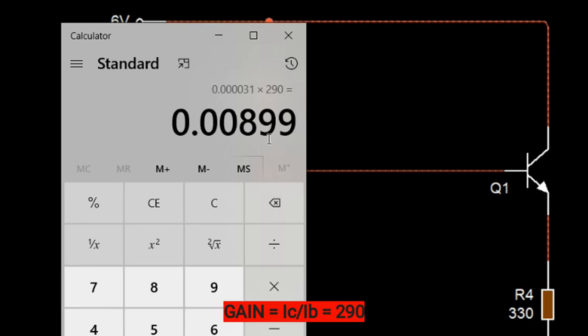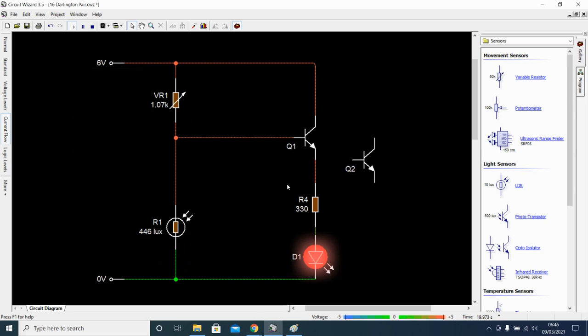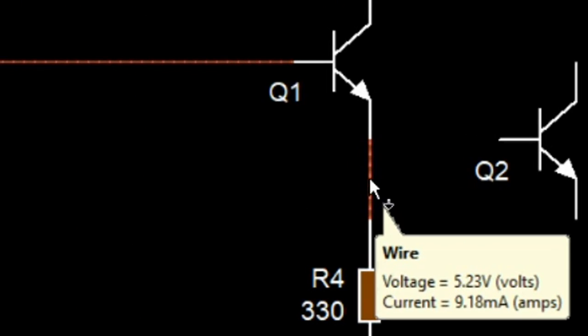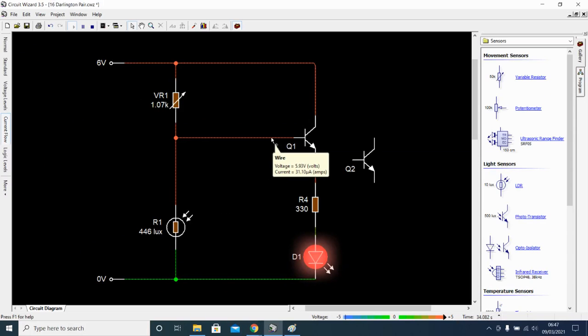0.00899. So we'll call that 9. So it gives us 0.009 amps, or 9 milliamps. There we go, 9 milliamps. So this 9 milliamps is 290 times our current here. So this transistor has given us a gain of 290 and multiplied our current by 290 times on the emitter here.